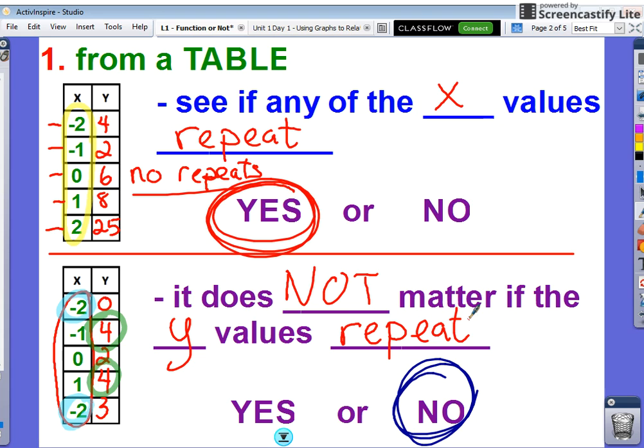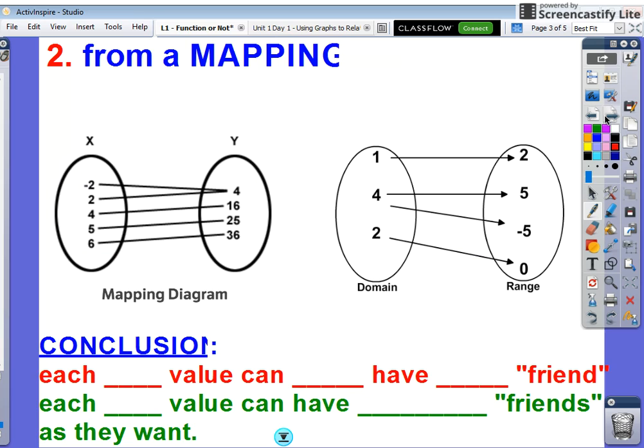Let's move on very quickly. We're going to look at a mapping. So if you need to, press pause. But now we're going to look at a mapping. On the mapping, what this is really saying over here on the left-hand side is this is mapping 6 to 36.